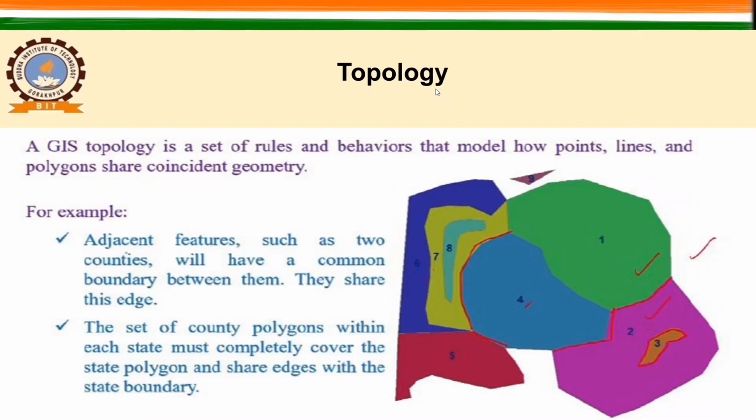So GIS topology, it is a set of rules and behavior that model how points, lines, and polygons share their geometry, right? So here the same map I have put here. Now you can see this particular edge. This is shared between 1 and 2, 3. I will show you.